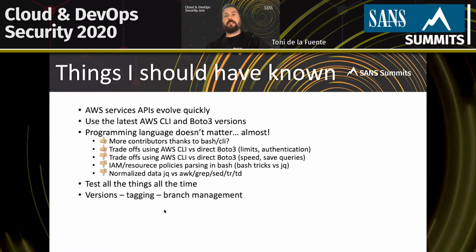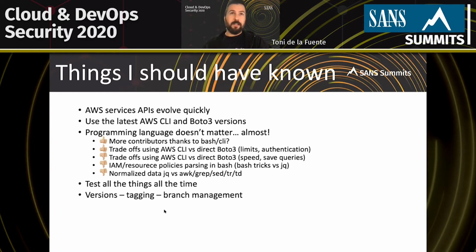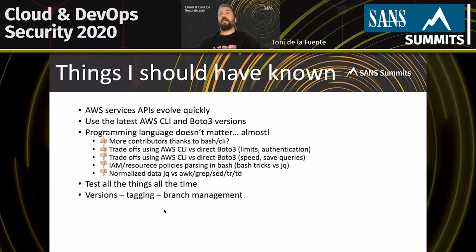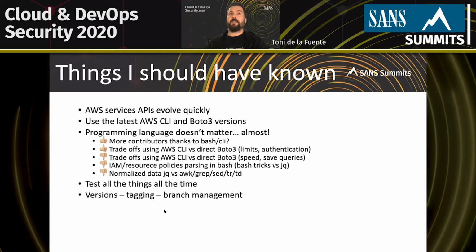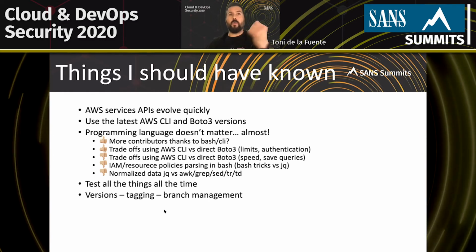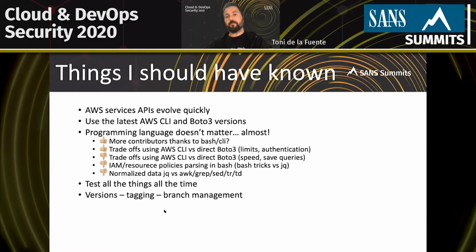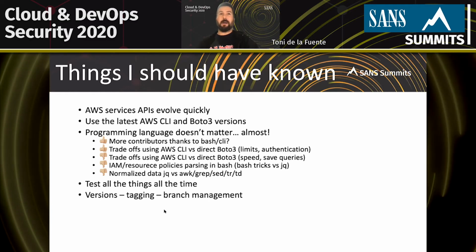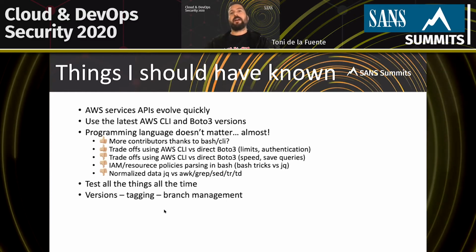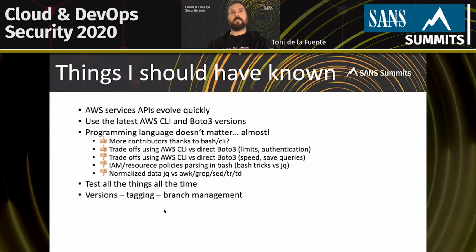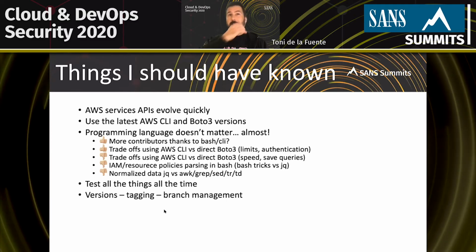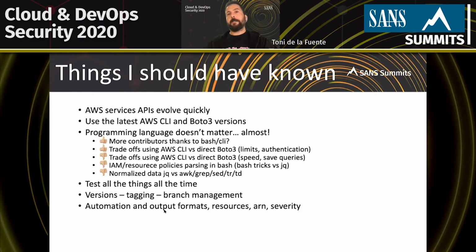So the versioning and tagging and branch management is something also that I have to improve. I should have known how to do that better. I have done other open source projects, but let's say that, of course, my background is not from the developer side, and I struggle a little bit to understand the versioning, tagging, branch management, Git, and all that stuff.